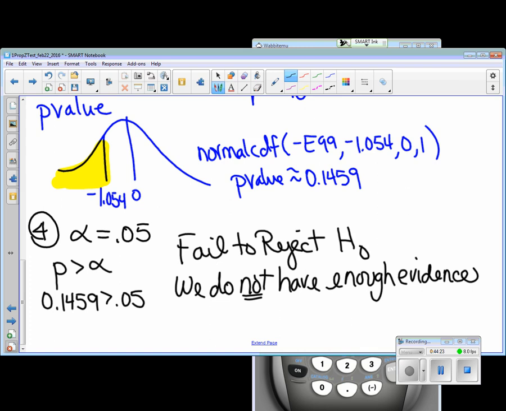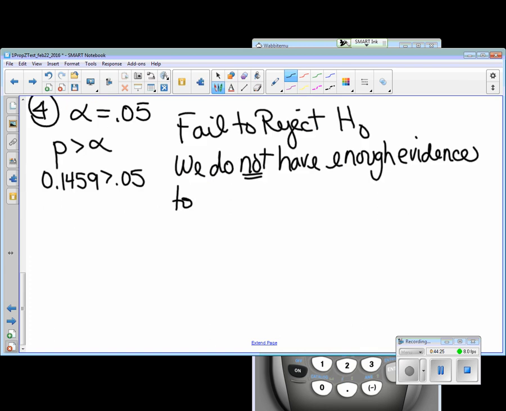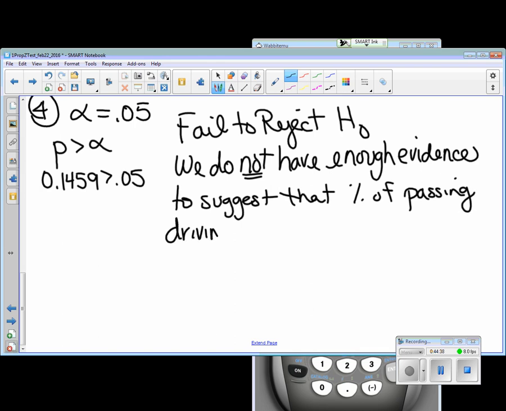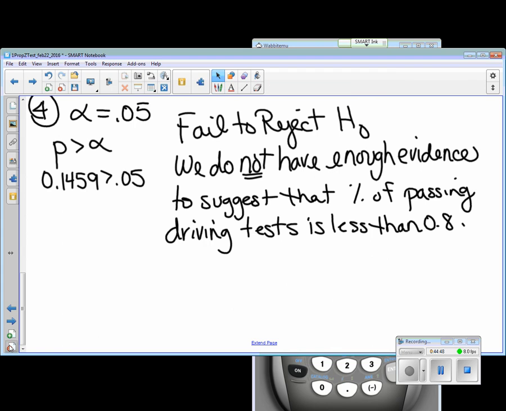We do not have enough evidence to suggest that the percent of drivers who pass a driver's test is less than 80%. We just don't have any evidence to say that. It's not less. Okay? Our p-value wasn't low enough.